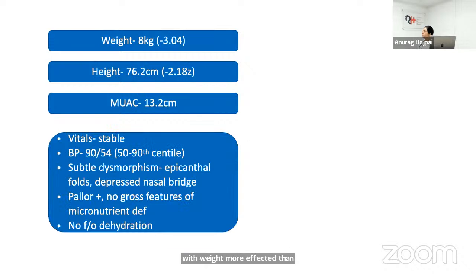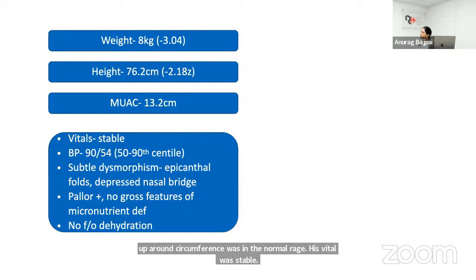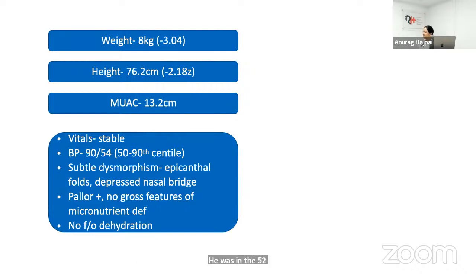His vitals were stable. BP was in the 50th to 90th centile range. He had subtle dysmorphic features in the form of epicanthal folds and a depressed nasal bridge, and had pallor, but no other gross features of micronutrient deficiency, no features of dehydration, and a normal glycemia.